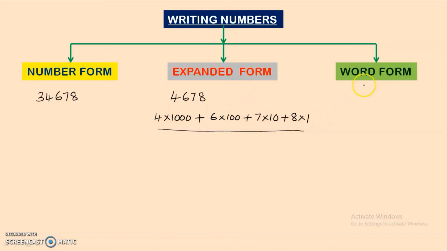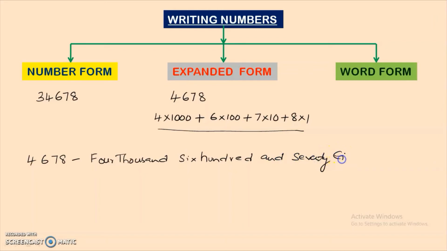And the last one is word form. How to write this one? 4,678. So we write it as four thousand six hundred and seventy-eight. So this is the way we write in word form.